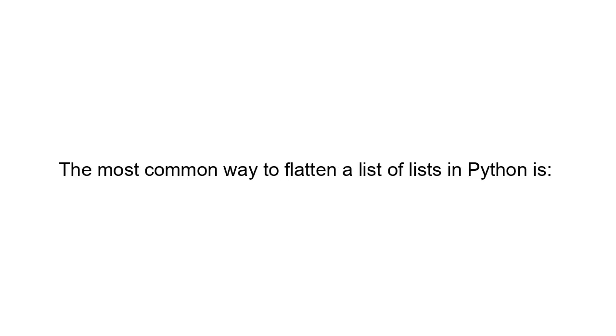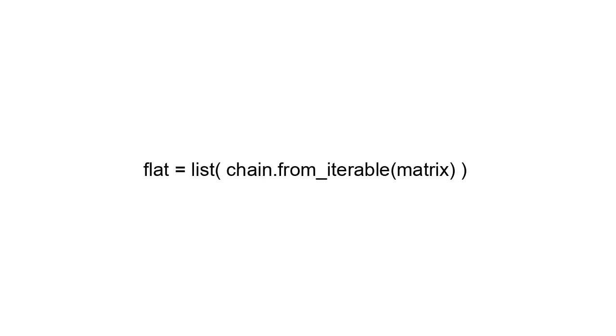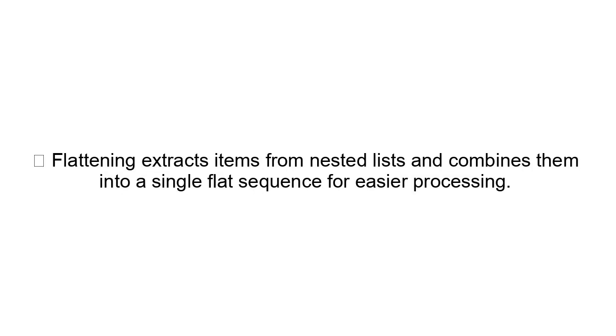Final summary. The most common way to flatten a list of lists in Python is flat = [item for row in matrix for item in row]. Alternative modern approach: from itertools import chain, flat = list(chain.from_iterable(matrix)). Key idea. Flattening extracts items from nested lists and combines them into a single flat sequence for easier processing.